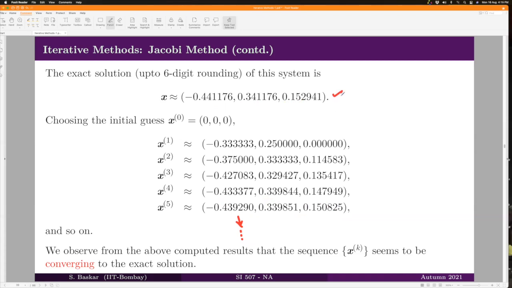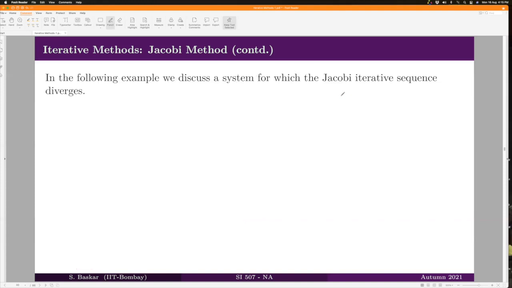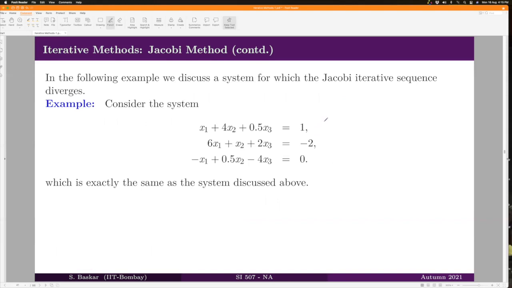And in fact, it is true. If you just put it on a computer and generate x6, x7, and so on, you will see that it converges nicely, in the sense that as you go on computing more and more terms, your terms get closer and closer to the exact solution x. Now let us take another system, and the system is given like this.